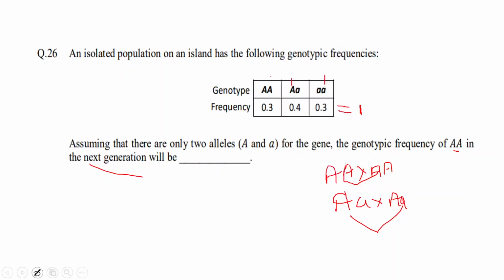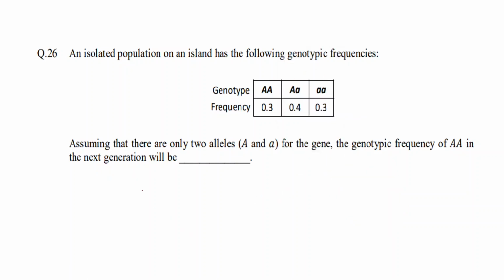So what will be the correct answer? You have to first put all these values: 2 into 0.3, plus the heterozygous population, that is 0.4, divided by 2 into the total population, that is 2 into 1. So it will give you 0.6 plus 0.4 divided by 2, so it will give you 0.5.